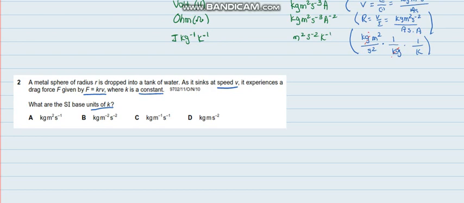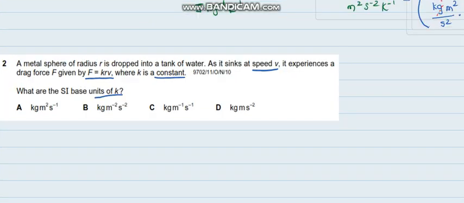The question said that a metal sphere of radius r is dropped into a tank and it sinks at speed v. It experiences a drag force F given by F equals K r v, where K is a constant. What are the SI base units of K?